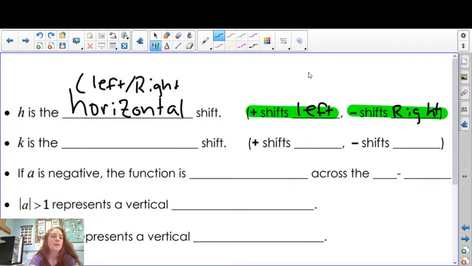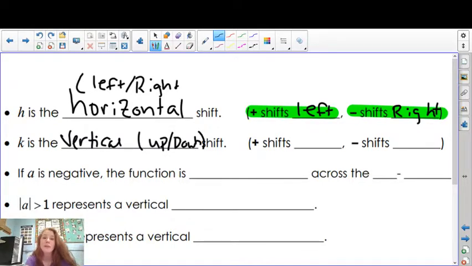K is the vertical, or the up and down shift. And we're going to shift the way I see, which means if I see plus, I'm going to go up, and if I see minus, I'm going to go down.